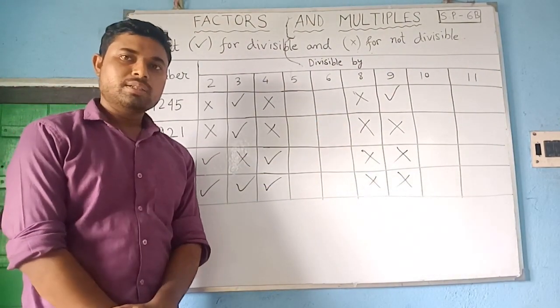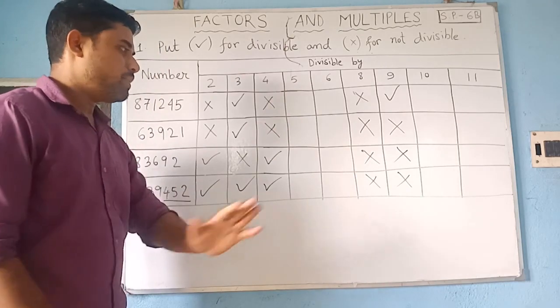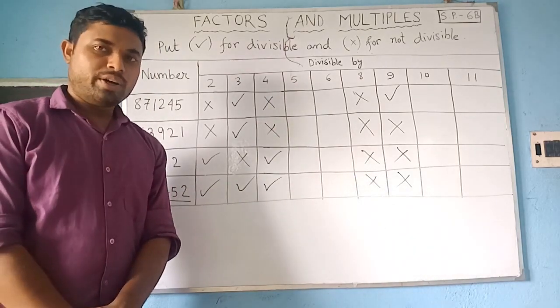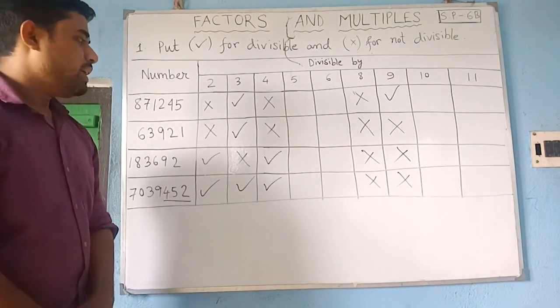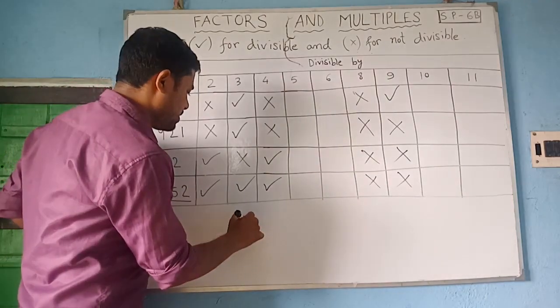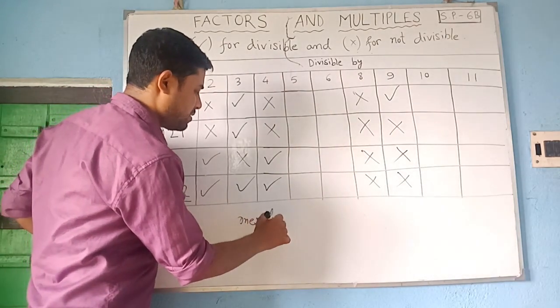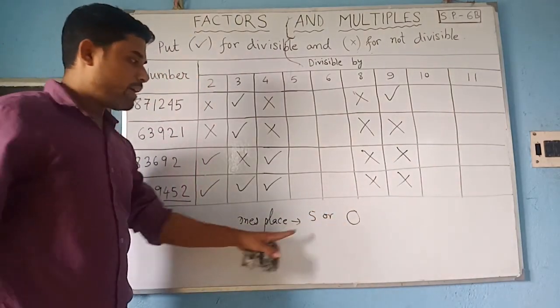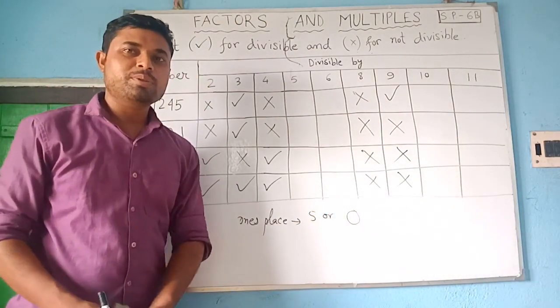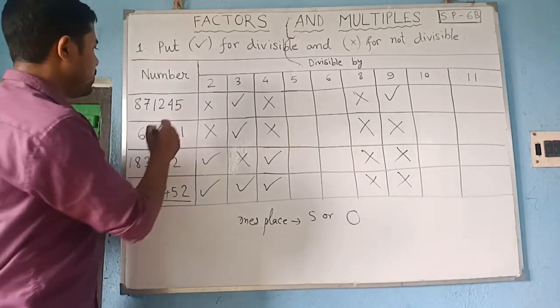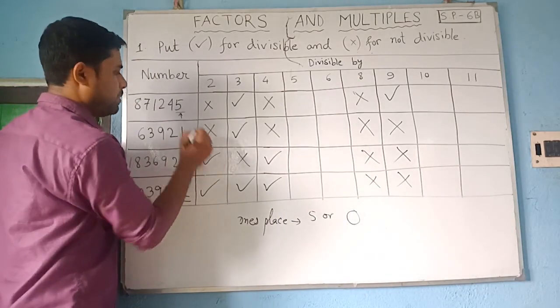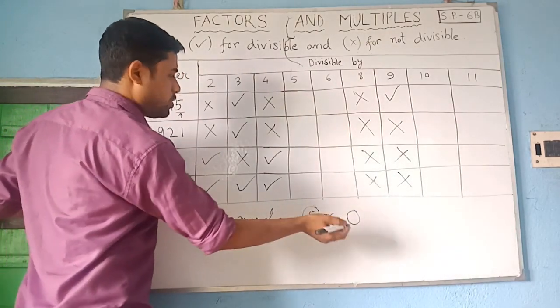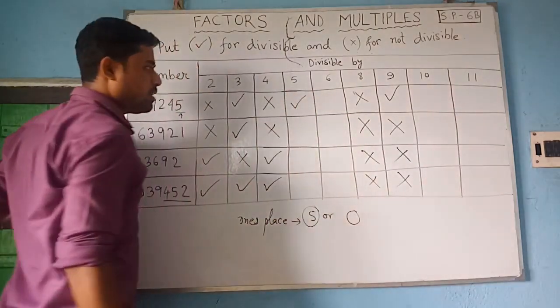Is it clear? Now we learn for 5. Okay, what is the rule? If the ones place digit is either 5 or 0, then it will be divisible by 5. So let's check. What is the ones place digit? 5. I have told either 5 or 0. That means this is divisible.